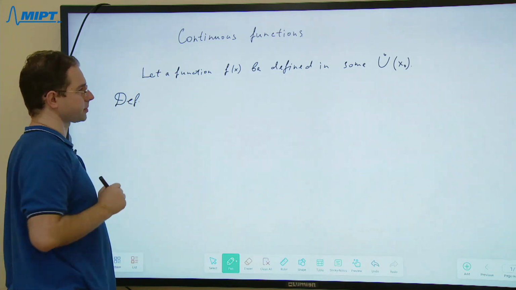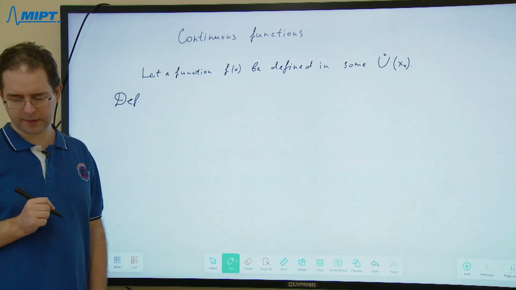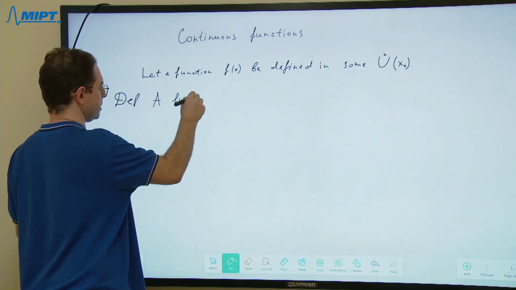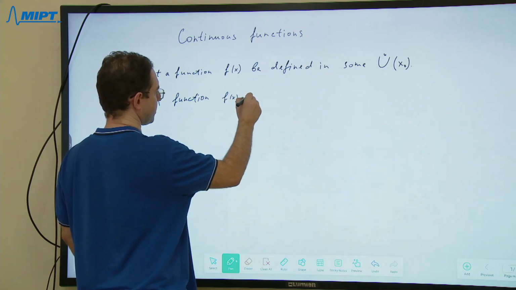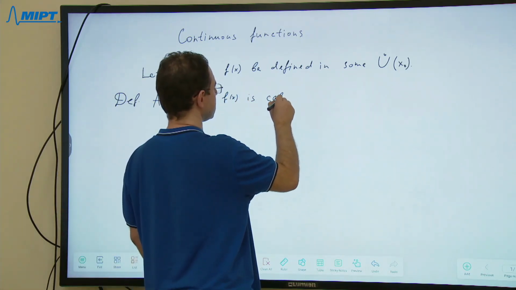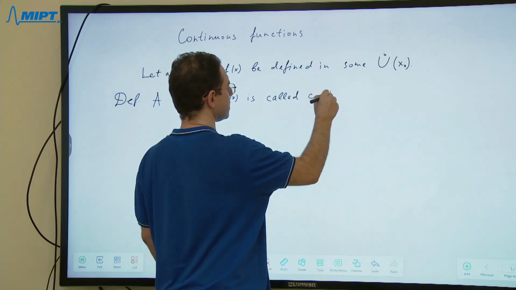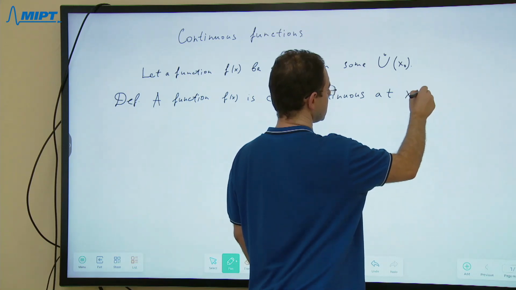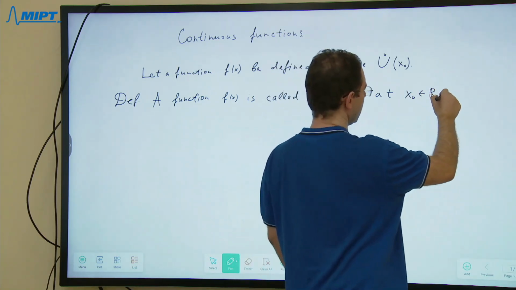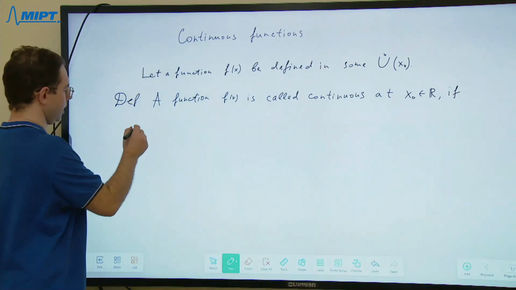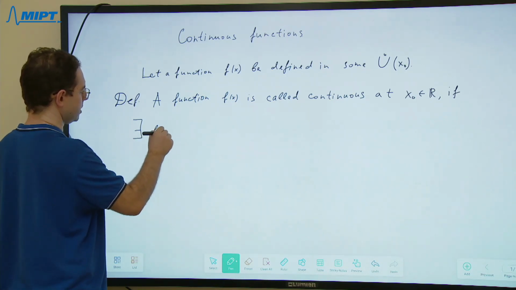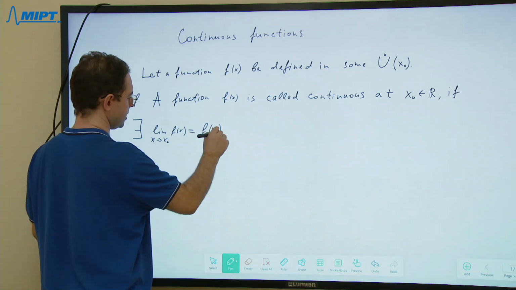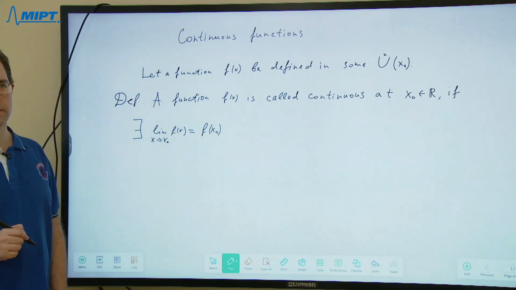Definition. A function f of x is called continuous at point x0 if there exists a limit as x tends to x0 and this limit equals f of x0. So the limit of the function equals the value of the function at this point.